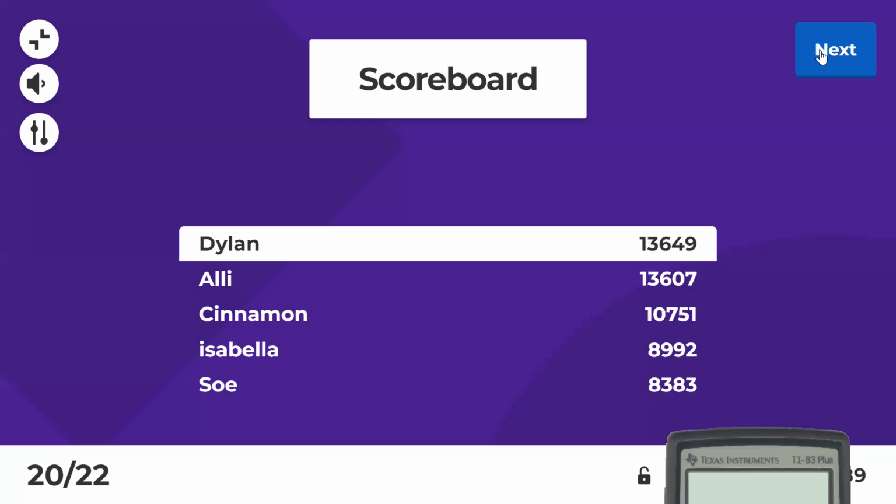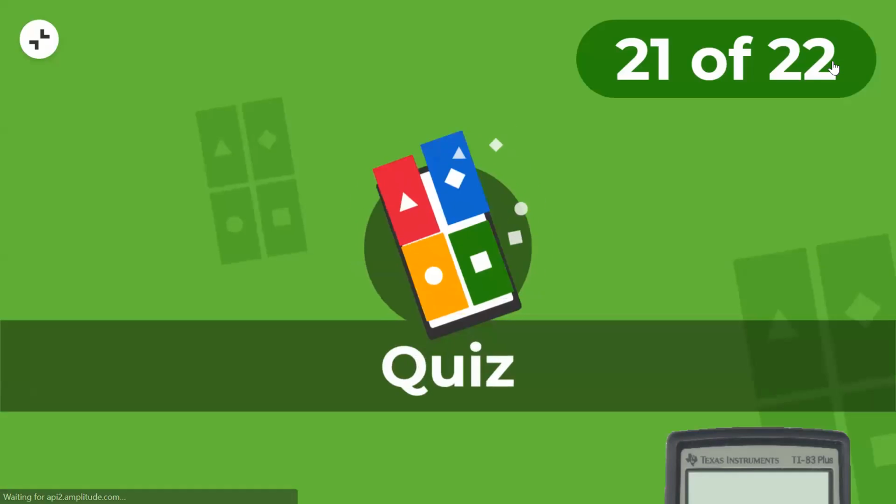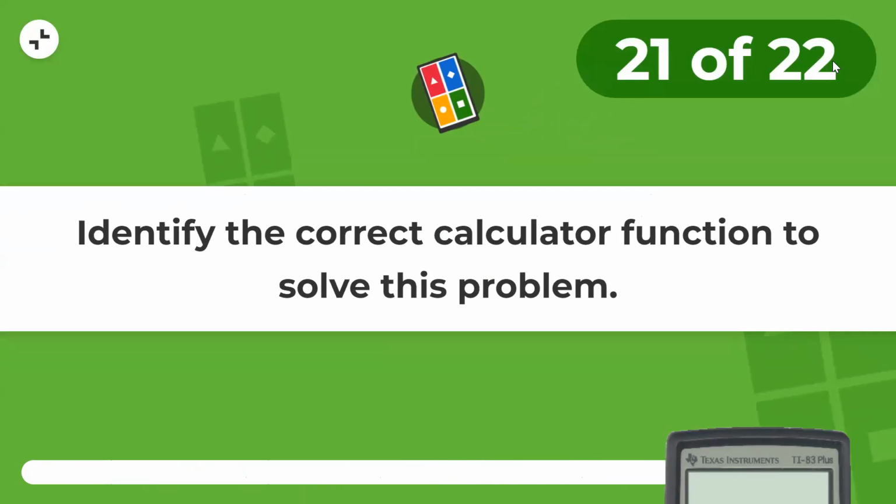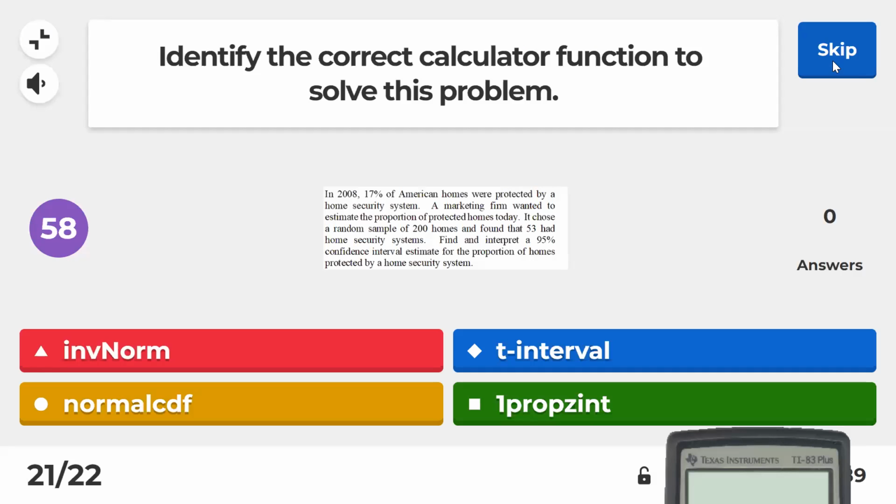All right. Identify the correct calculator function to solve this problem. You don't actually have to solve it, just which calculator function should you use? And this is where that flow chart might come in handy.